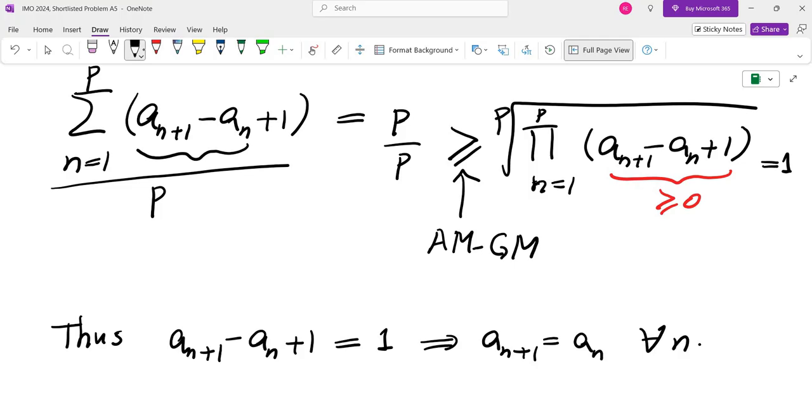One is the constant sequence, and one is the alternating positive, negative, when the difference of the two consecutive terms is less than or equal to 1.